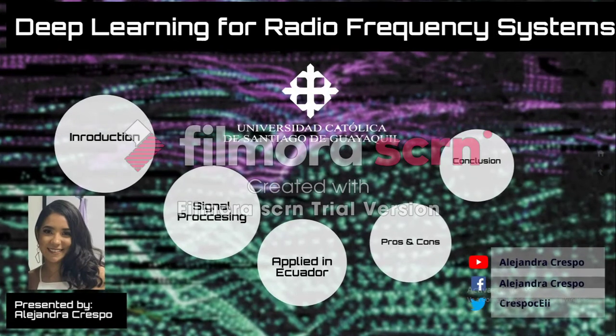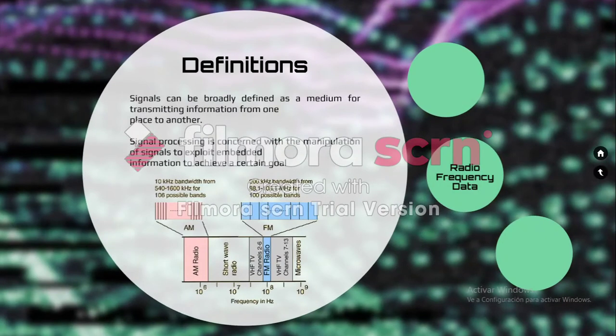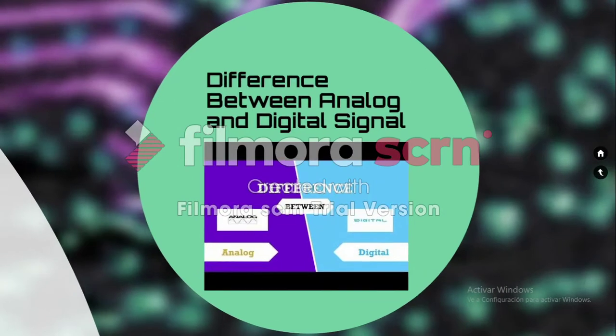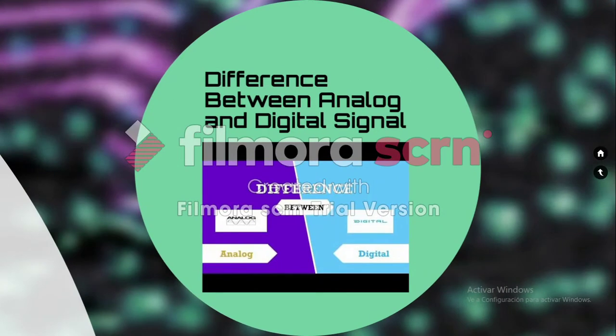Signal processing. Definitions. Signals can be broadly defined as a medium for transmitting information from one place to another. Signal processing is concerned with the manipulation of signals to exploit embedded information to achieve a certain goal. Okay, it is a video about the difference between analog and digital signal.